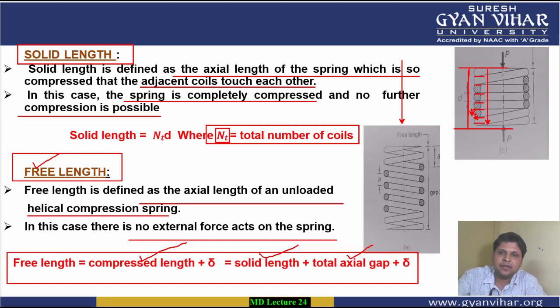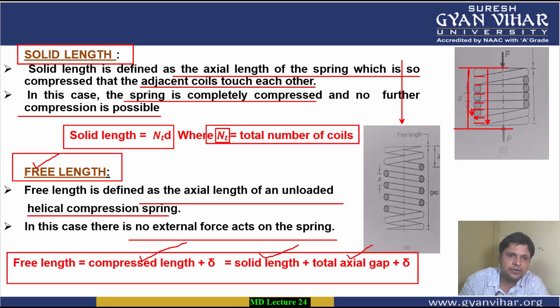It is very self-explanatory that if we have to find the solid length, we will have to multiply the number of the coils with the diameter of each coil. This means that solid length is equal to nt into d, where nt is the total number of coils and d is the diameter of the coil wire.